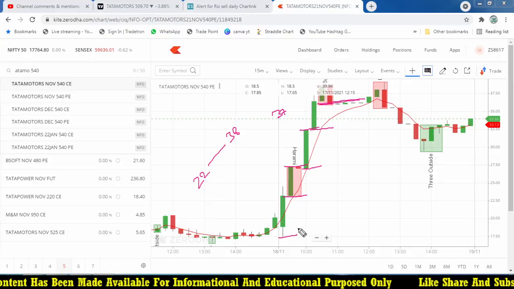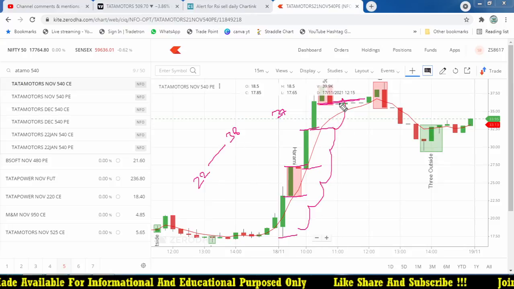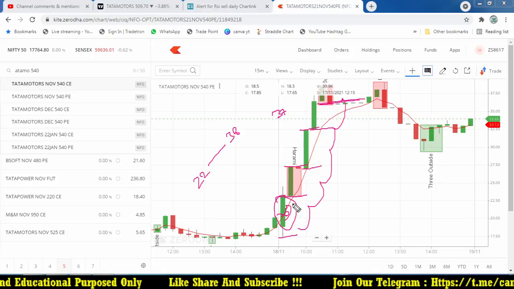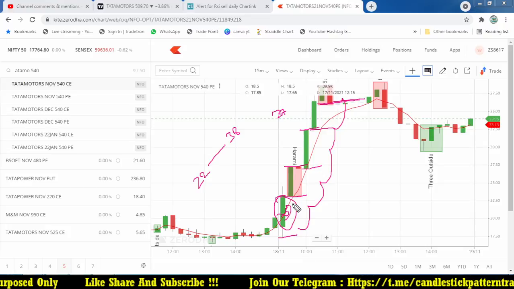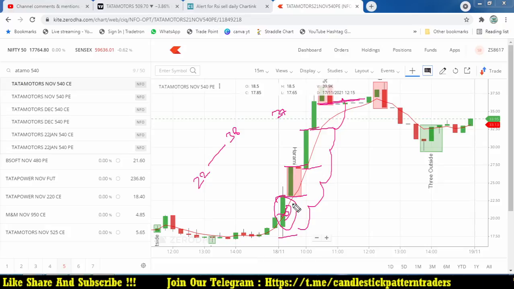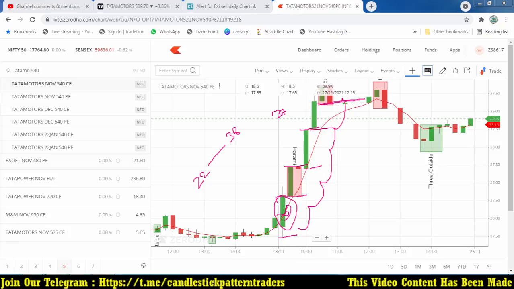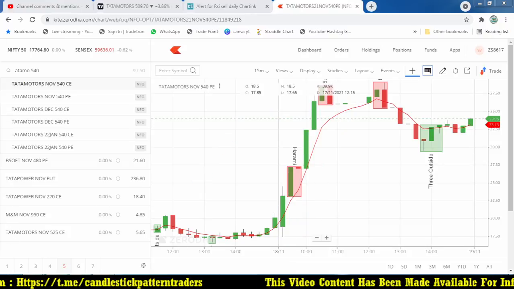So if you manage the trade like this, you can even make a higher profit, but the risk is this much, around 5 rupees. If you are ready to take that risk, you can do the trade, or else you simply avoid this kind of risky trade, because trading in futures and options is highly risky.